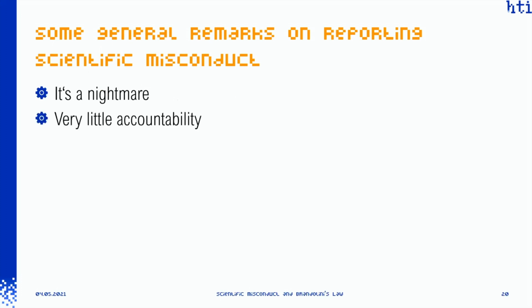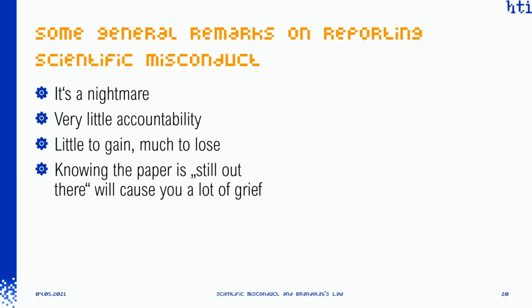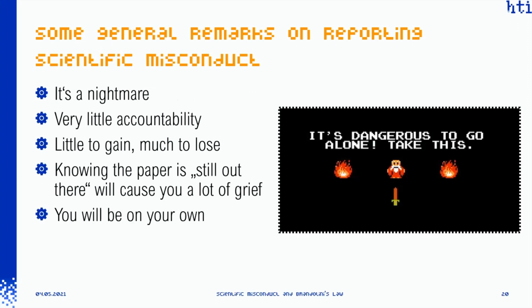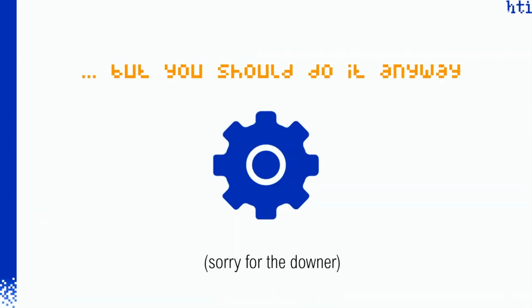And I also prepared some general remarks on reporting scientific misconduct based on this case. It's an absolute nightmare. There's very little accountability for the institutions involved. For you, there's little to gain and much to lose, actually. Knowing a paper is still out there while you know it is fraudulent will cause you a lot of grief. And if you don't do something, you'll be on your own. So if you're ever involved in such a case, team up with multiple people to be on your side, so you have someone to talk to about this. Even in the light of all of this, you should still do it anyway, I think. So sorry for the downer.